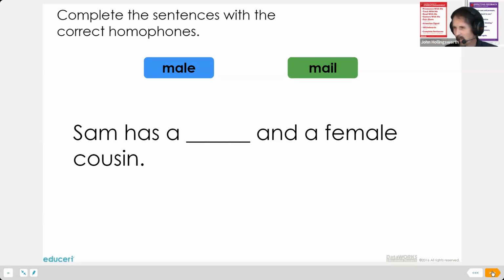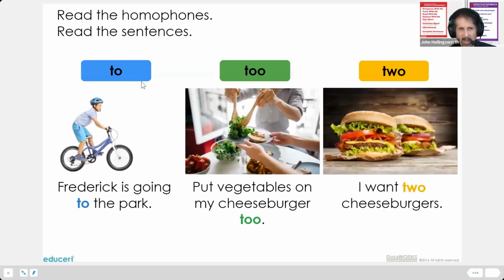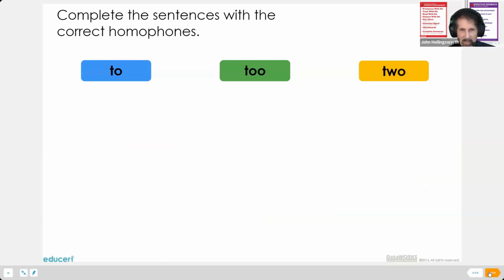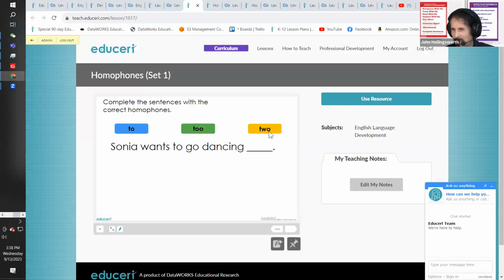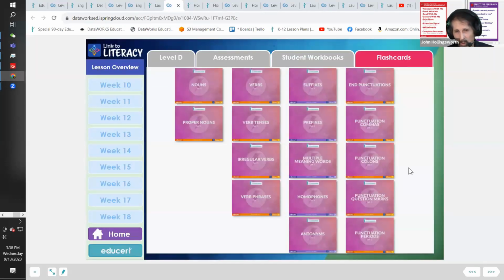So just to kind of break up the day, you always give a definition at first because we don't expect the students just to know this already. And then have the students read. Frederick is going to the park. Put vegetables in my cheeseburger too. Okay, let's read the sentence. Sonia wants to go dancing, and then put your answer in there. So these are more like fun, and you can use them like a contest or whatever. So when you see that come up, you can just pick whatever you're kind of working on or whatever you want to do. We've got flashcards.